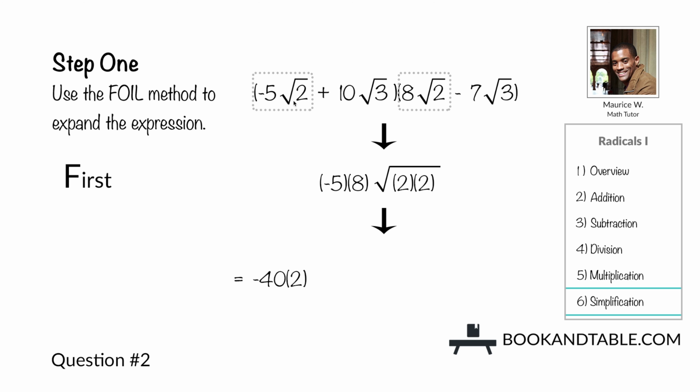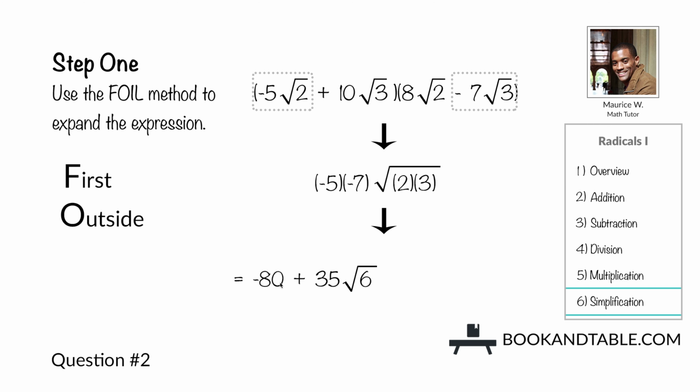Then you multiply the radical terms. Radical 2 times radical 2 gives you the square root of 4, which is 2. Negative 40 times 2 is negative 80. You then multiply the outside terms. Negative 5 times negative 7 will give you a coefficient of positive 35.